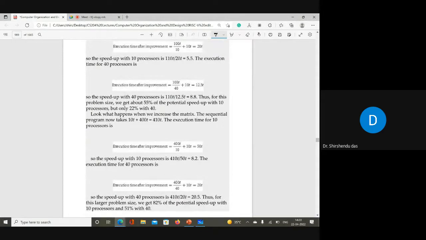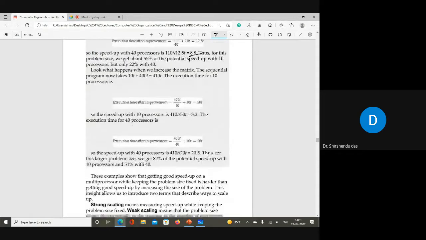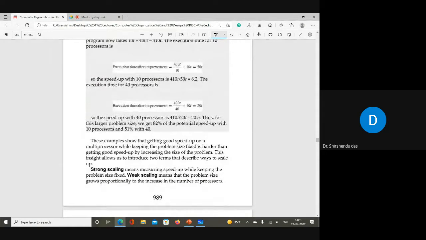See, the speed up is 5.5 and 8.8, right? So the speed up is not increasing as expected when you are increasing the number of cores from 10 to 40. But if we increase the matrix size, the right side matrix size, from 10 cross 10 to 20 cross 20, then you can see the speed up is 8.2 and 20.5. So for 10 cores it is showing speed up 8.2, and for 40 cores it is showing 20.5. So it is quite expected, right?